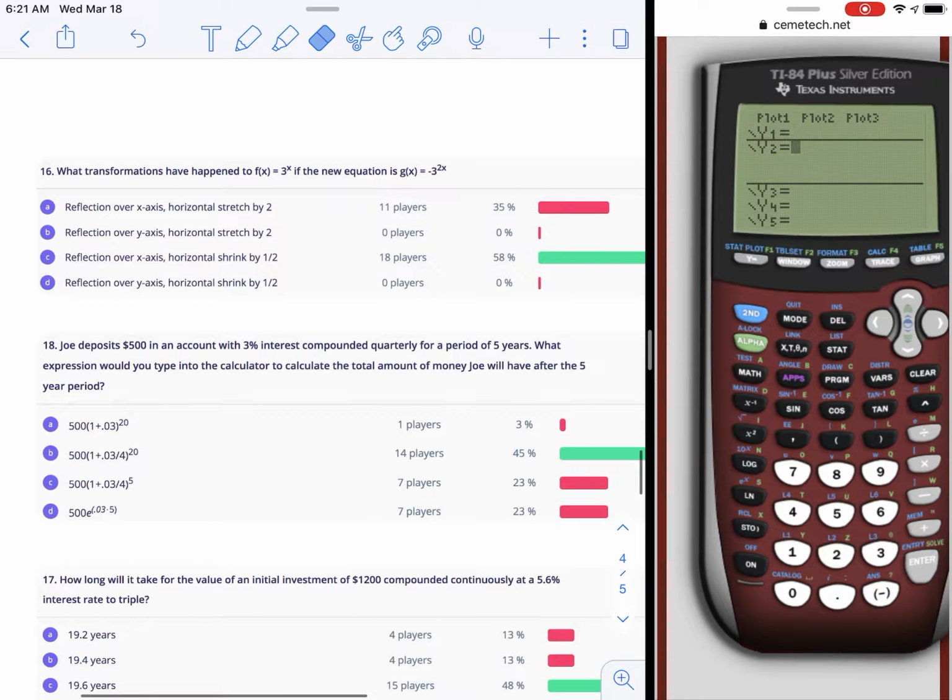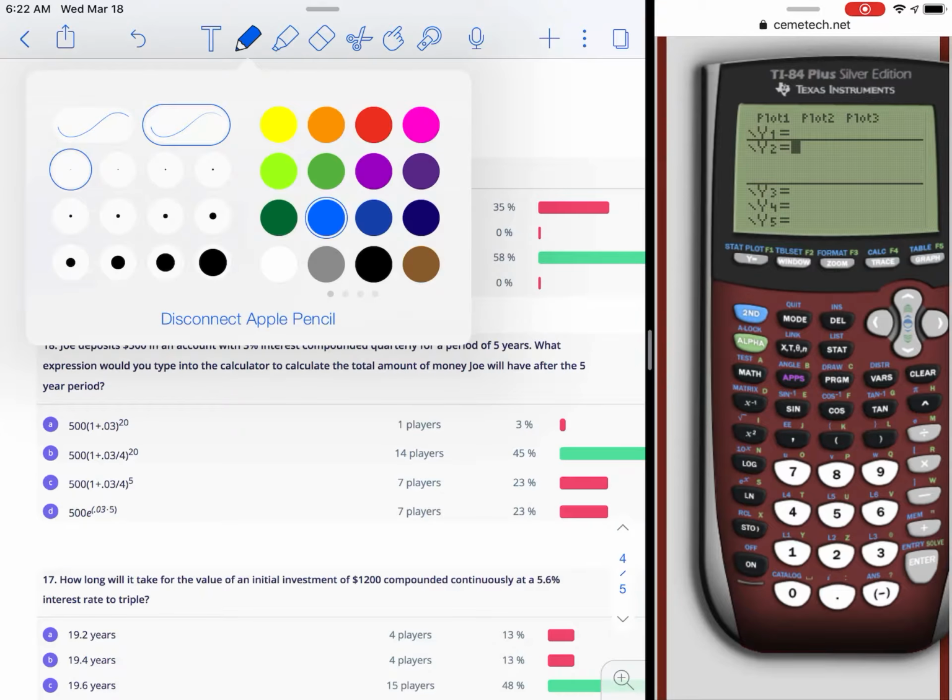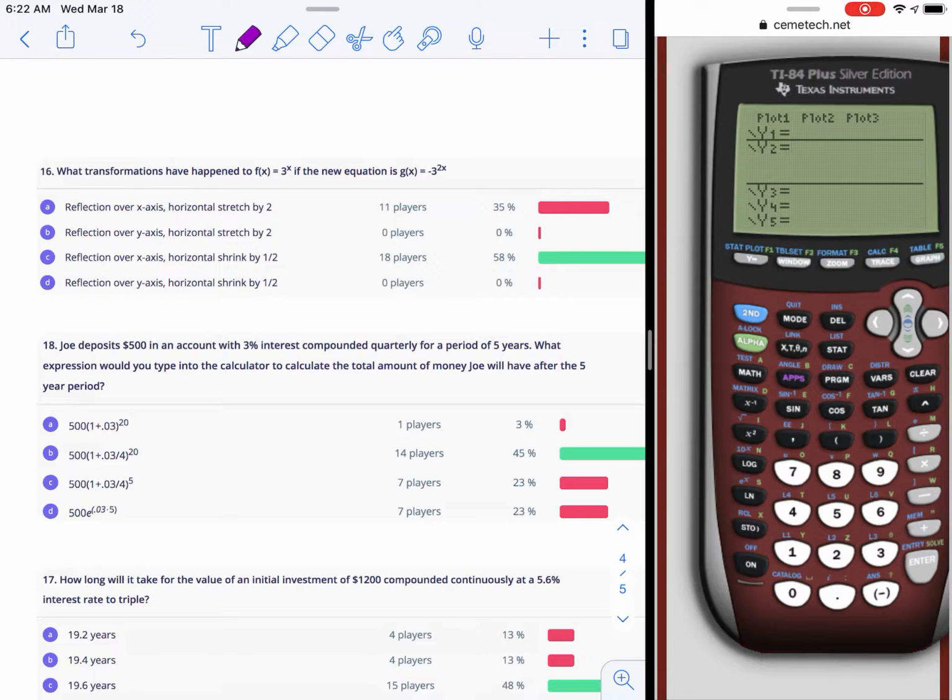But I do want to talk about those questions you missed the most. Overall, they looked really good, but these three problems really stood out to me.